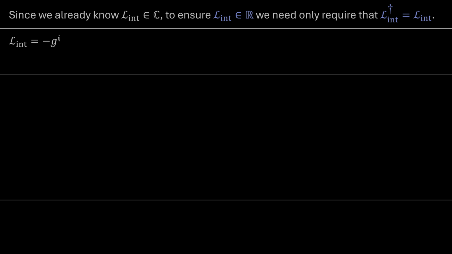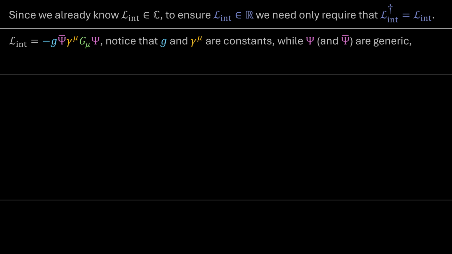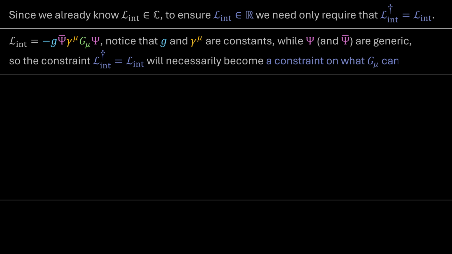All right, so when we write out the interaction term in our Lagrangian, we have negative g psi bar gamma mu G mu psi. In that equation, our coupling constant g, as well as the gamma matrices, are both constant, while our wave function and its Dirac adjoint are totally generic. They can be whatever they can be, and so the constraint that L dagger equals L is necessarily only a constraint on what our gauge field can be. Because we can't change g or gamma mu even if we tried, and we have no control over psi.